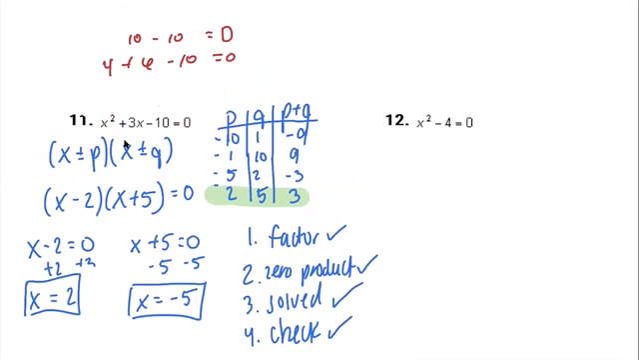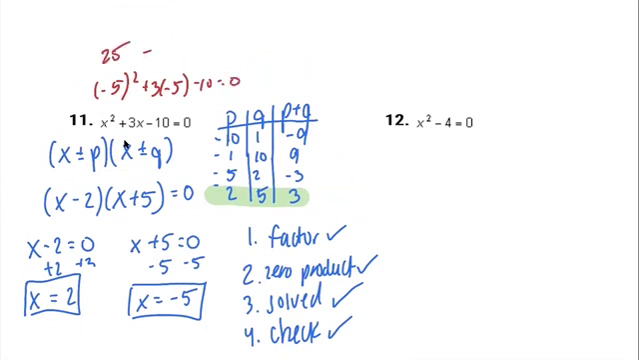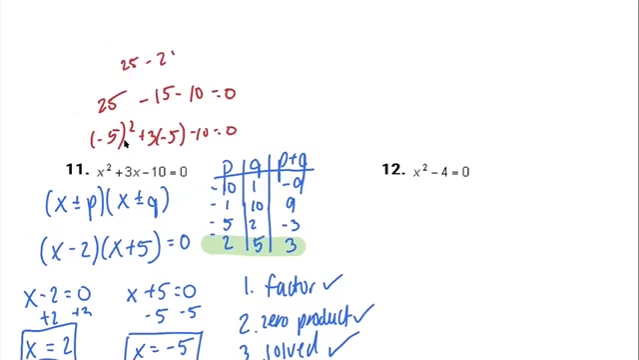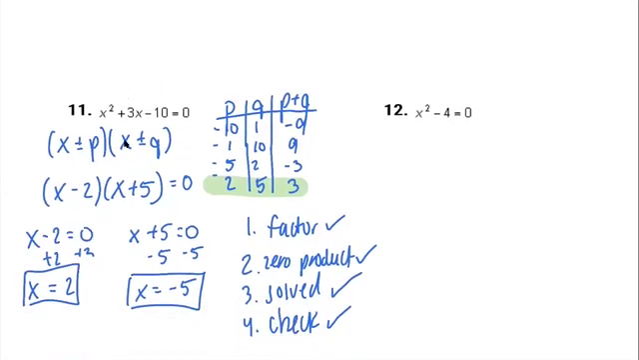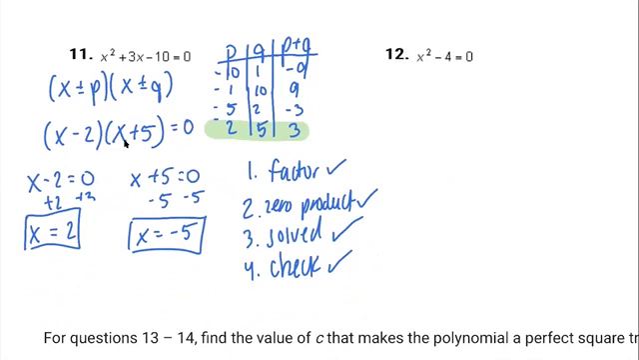Then we go back through again and we check it with our other answer. So I've got -5 squared plus 3 times -5 minus 10 should give me 0. 25 minus 15 minus 10 gives me 0. Well, 25 minus 25 gives me 0. So we double check, and if your answers both work out, then you know that everything you did is correct. Your answer is perfect.